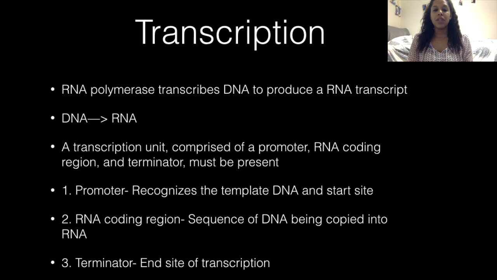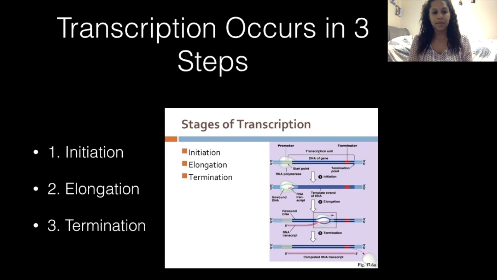A transcription unit comprised of a promoter, RNA coding region, and terminator must be present. A promoter recognizes the template DNA and start site. The RNA coding region is a sequence of DNA being copied into RNA, and the terminator is the end of transcription. So transcription occurs in 3 steps. We have initiation, elongation, and termination.